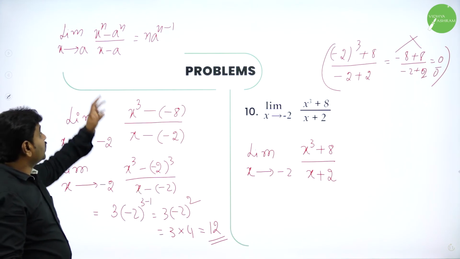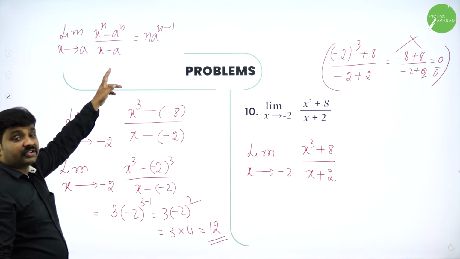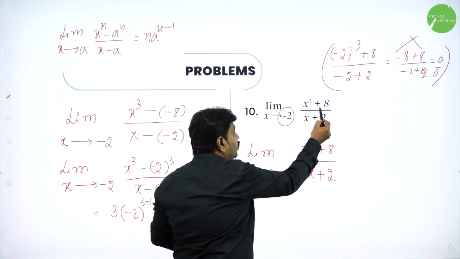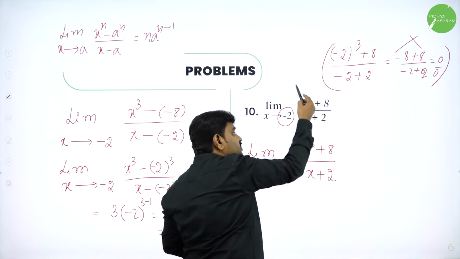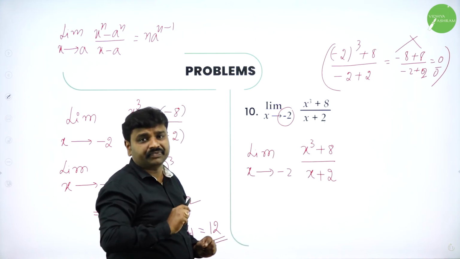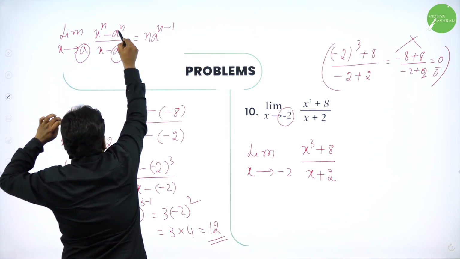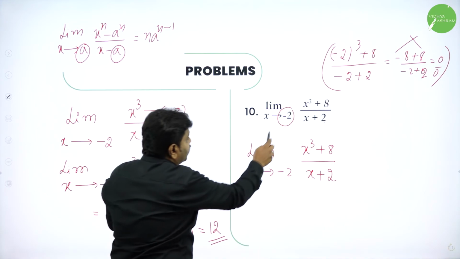So now it was not in x power n minus a power n by x minus a form. We have to reduce. So whenever you see this as minus 2, try to write this in terms of minus 2. That is a hint. X is tending to what? A. So this and this should be same.